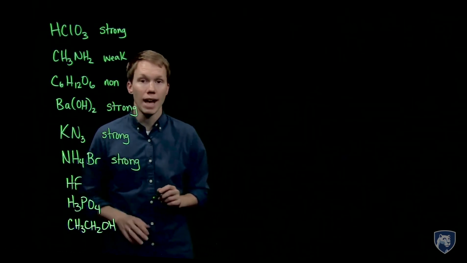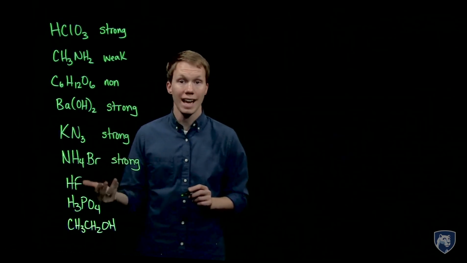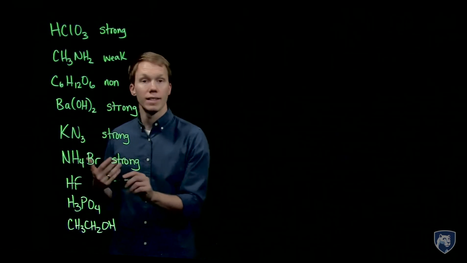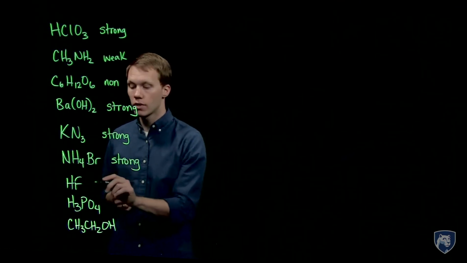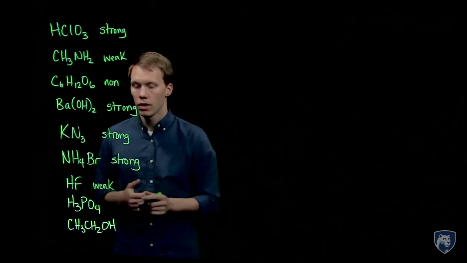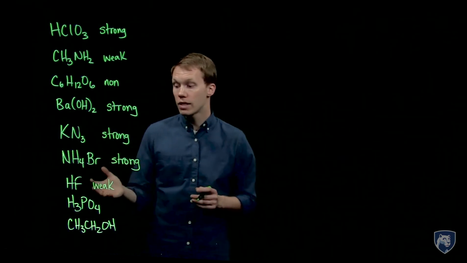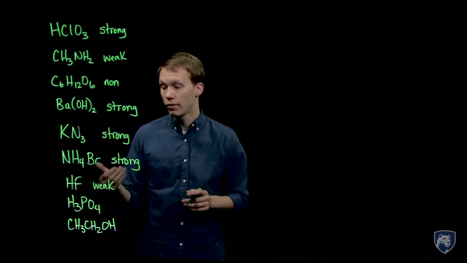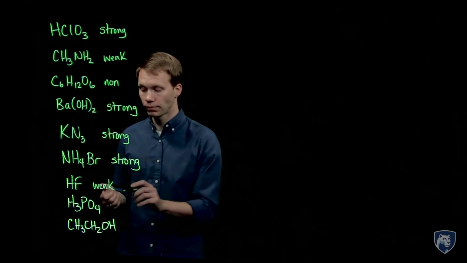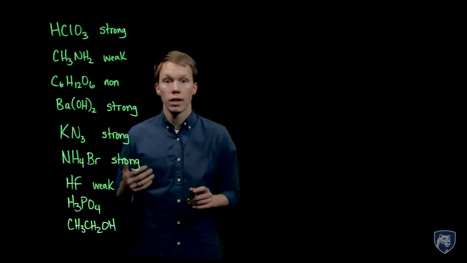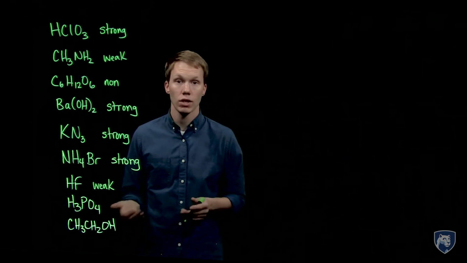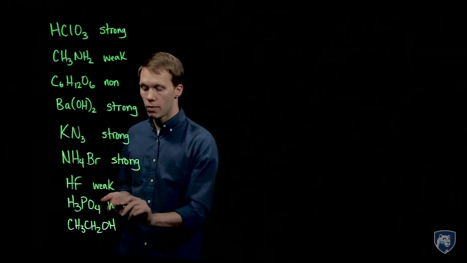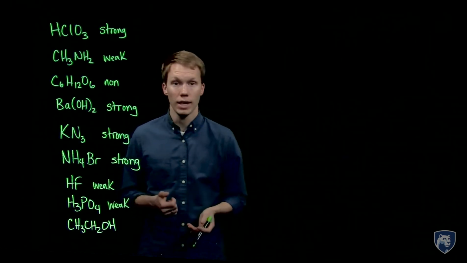HF, again we have an inorganic formula starting with H. This must be an acid. So is it a strong or weak acid? Well, it's not one of those 7 strong acids, so this is a weak electrolyte. That has to do with HF being a weak acid, and that hydrogen-fluorine bond is particularly strong. H3PO4, an inorganic acid starting with H. So we say, is it one of our 7 strong acids? No. So it must be a weak acid and therefore a weak electrolyte.